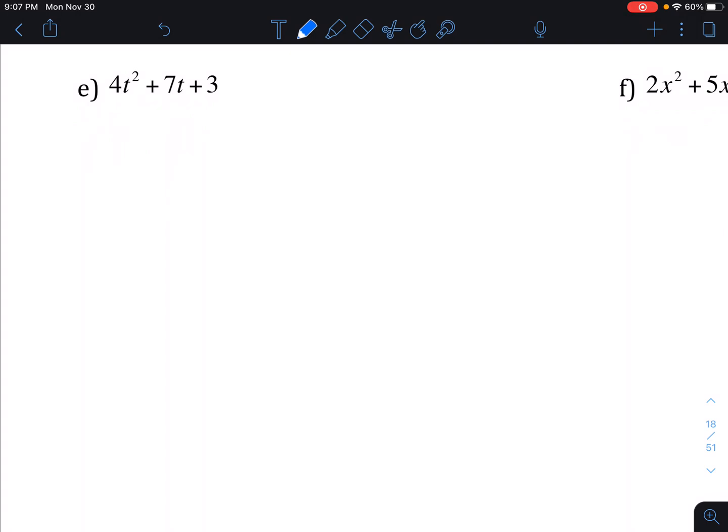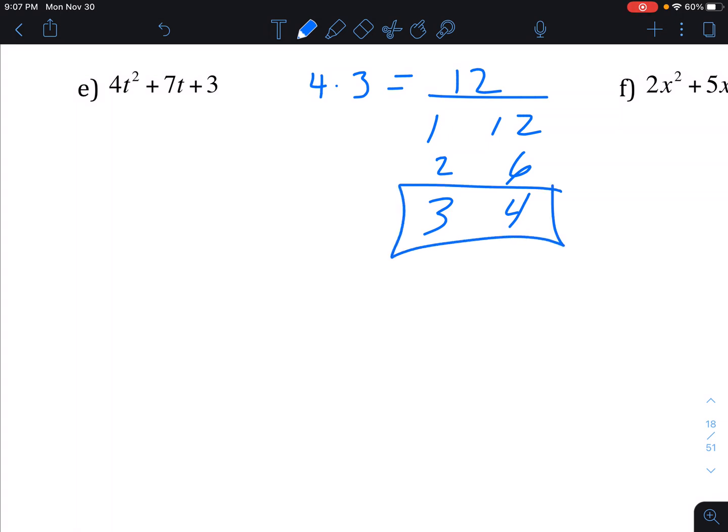All right, so A times C, 4 times 3 gets you 12. Factors of 12 written down. I'm going to choose this pair. Why? Well, look at the B. The B is a 7. 3 plus 4 makes the 7. So my B term splits up into 3t plus 4t. And no, the order doesn't matter which way you write it. It all works out at the end.